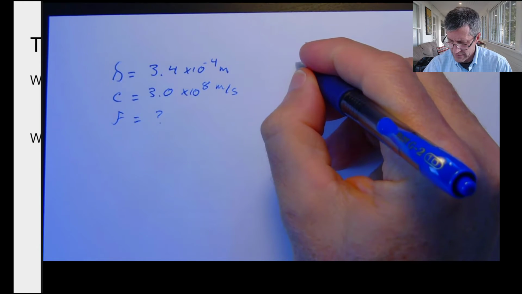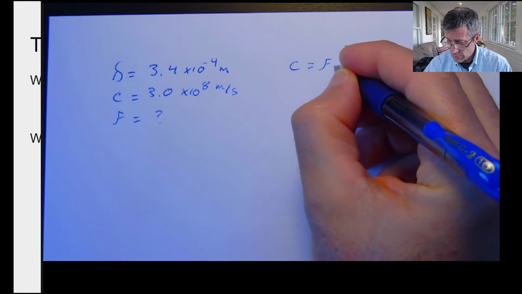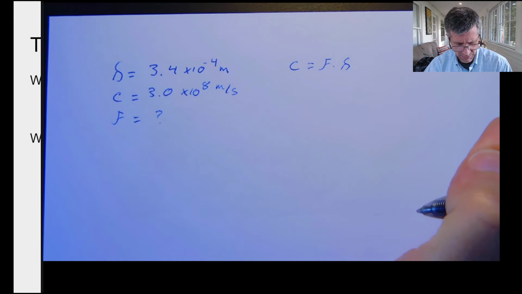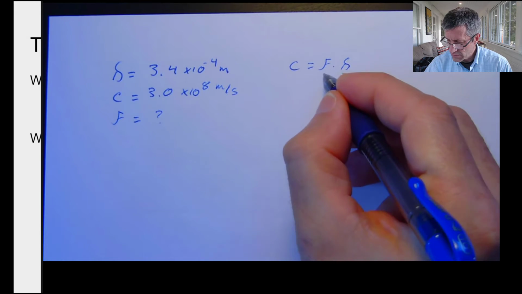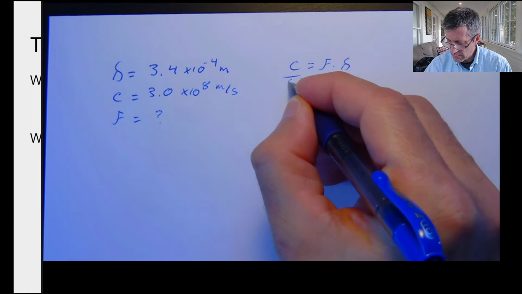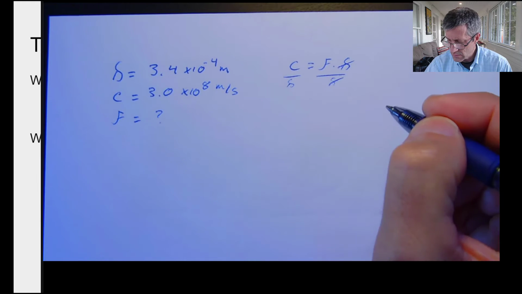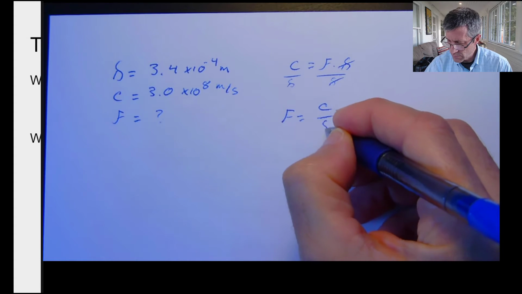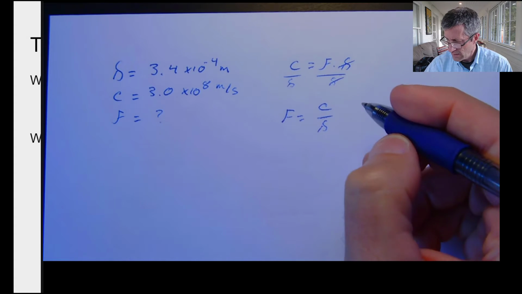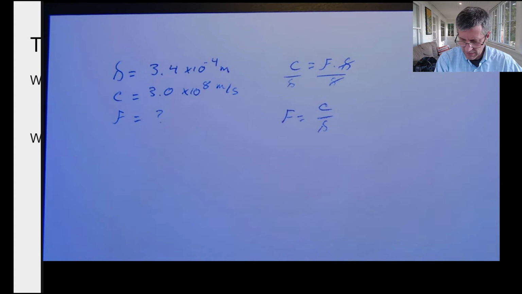So in this case, I'll be using the wave equation. So frequency times wavelength is equal to the speed of light. I want to get to frequency, so I'm going to divide both sides by the wavelength. Notice this cancels. And I'm left with my frequency is equal to the speed of light over the wavelength. And now I'm ready to plug in some numbers and see what I get.